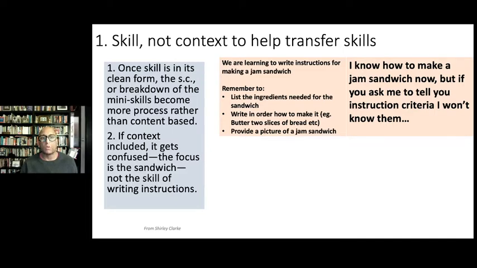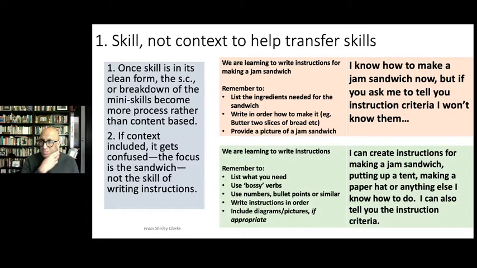So look, we're learning to write instructions for making a jam sandwich. Remember to do this, this, and this. What the student is going to be able to know is, I know how to make a jam sandwich, but if you ask me to tell you the instruction criteria, I won't know them. Here's a way, she says, when you take the context out: we're learning to write instructions, which is actually what you're doing. You have to list what you need, use bossy verbs. This is for primary school. Use numbers, bullet points are similar. But by the way, we could use it for year 11. Write instructions in order, include diagrams if important. So here now I can write instructions for a jam sandwich, putting up a tent, pretty much anything.